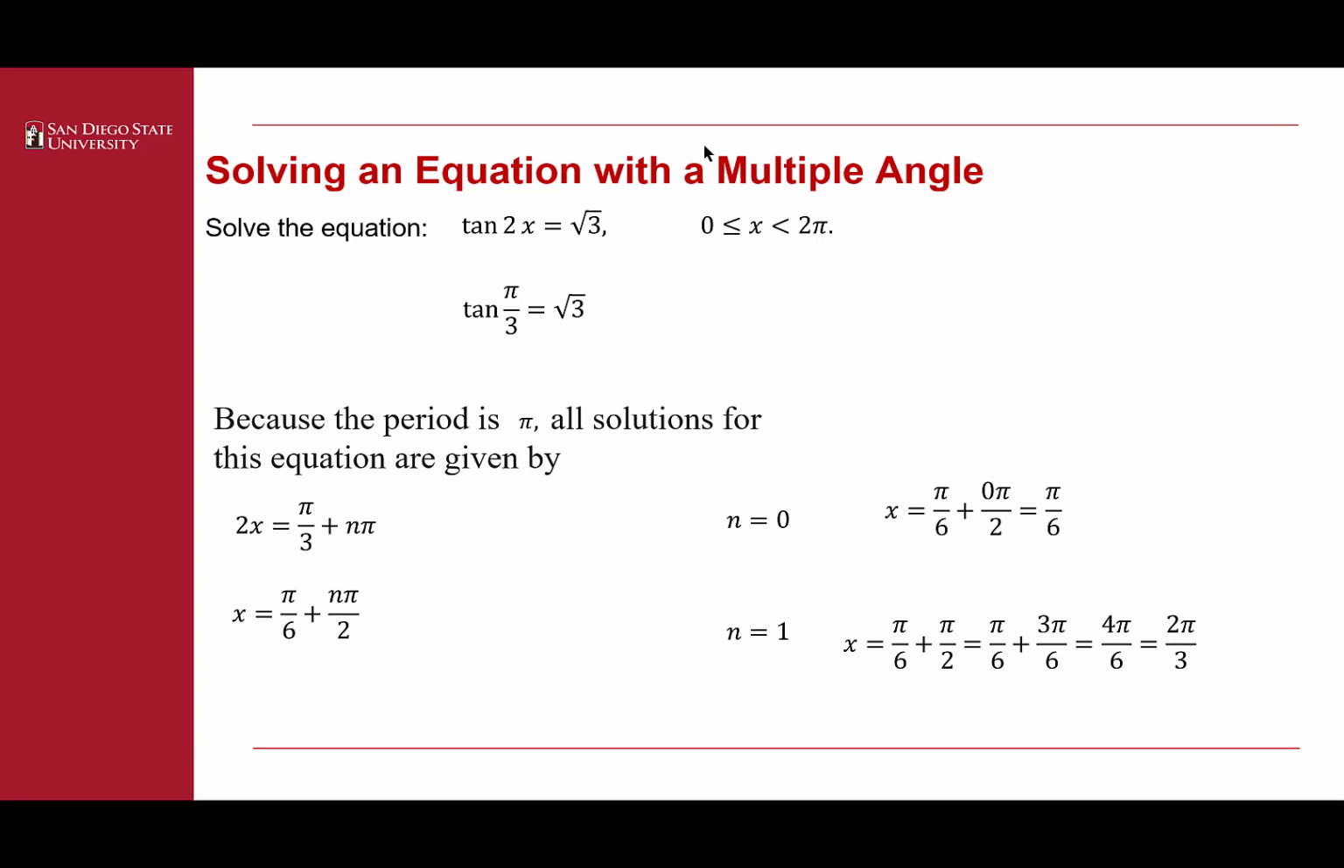In this special case where n equals to 0, x would be pi over 6 plus 0 pi over 2, which is only pi over 6 again. But in the generalized case, if n equals to 1, then we get x equals to pi over 6 plus pi over 2, which equals to pi over 6 plus 3 pi over 6, which is eventually 2 pi over 3. That also translates as 120 degrees.